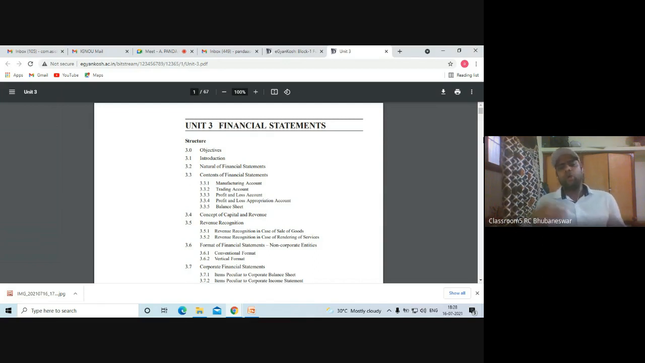So see here, it is written: format of financial statement, non-corporate entities. Here both formats are given, conventional format and vertical format. What is conventional format? Conventional means the traditional format, which is the columnar format. So left hand side, right hand side. We use "To" for all the expenses on the left hand side and "By" for all the incomes on the right hand side. This format is not used nowadays. Okay, so what are the various formats? I am showing you here.